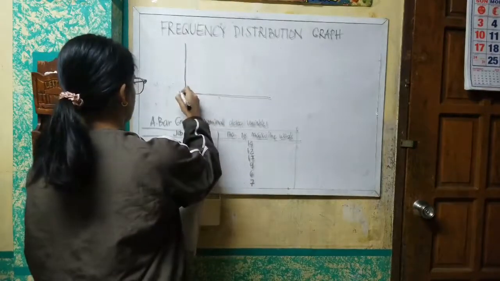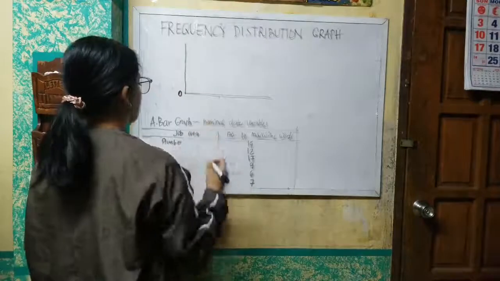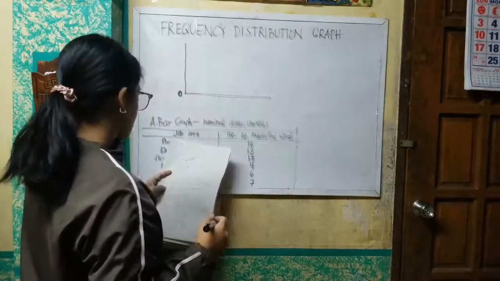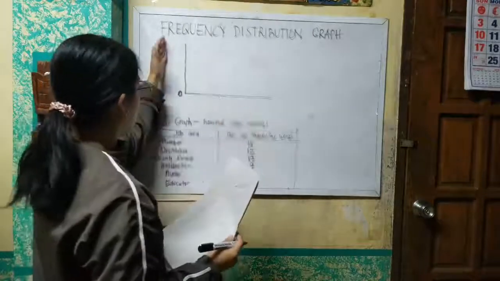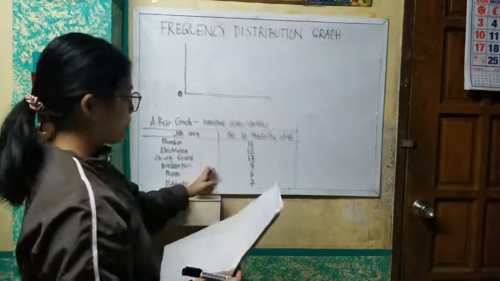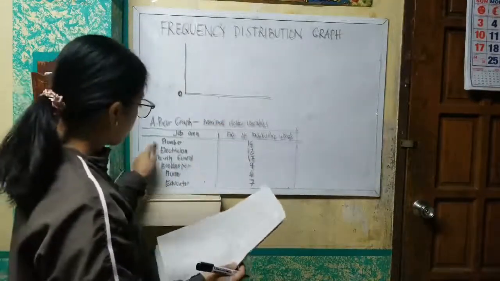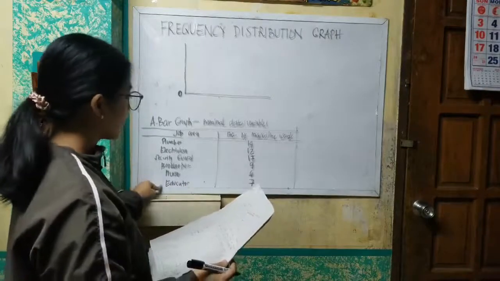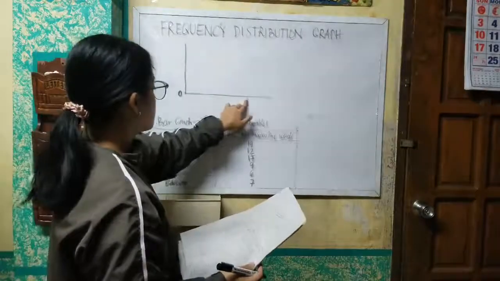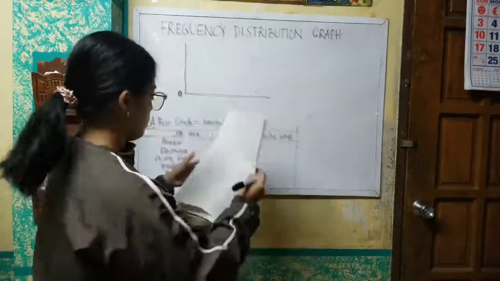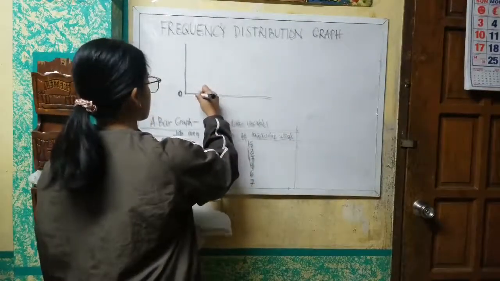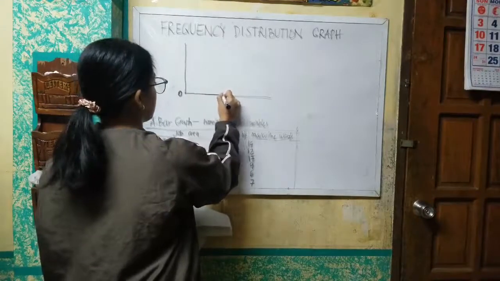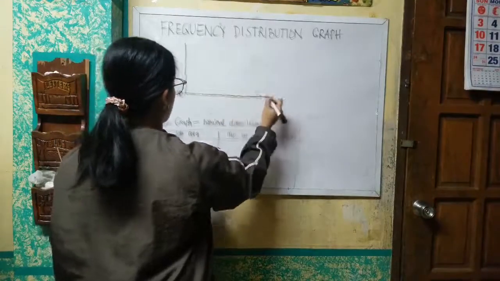So this point is 0. And we have to divide our x-axis and y-axis based on this. We have 6 job areas, so we have 6 values here, with equal units in between them.